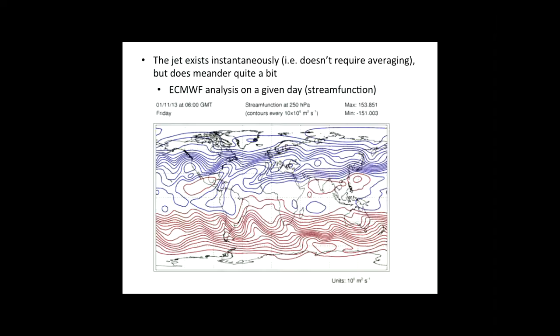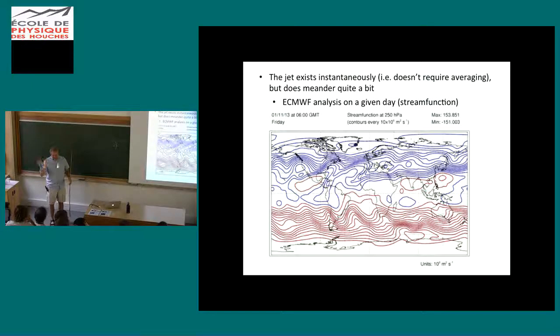Right. Now, I don't show many daily maps. It is a good idea also to show daily maps. This is just what's called the analysis. So this is what the ECMWF, the European Centre for Medium-Range Weather Forecasts in Reading, produces. This is just a single day. This is now a stream function. I think you all know what a stream function is.